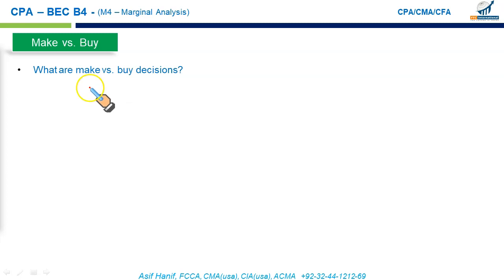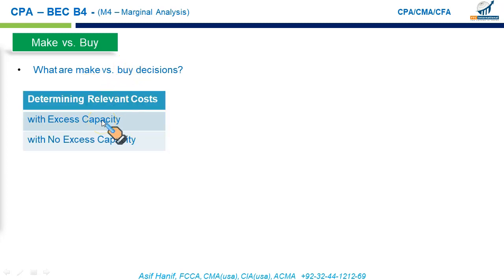This is also called insourcing. If you make the item yourself, this is called insourcing, or if you buy from a third party, this is called outsourcing. So it's basically insourcing versus outsourcing. So this is something similar to the special order decision. You will compare the cost of making versus the cost of buying, and then you will decide which one is the better option. Now another important point is what you should do in case of excess capacity and when there is no excess capacity. When a business has excess capacity, should we make or should we buy?